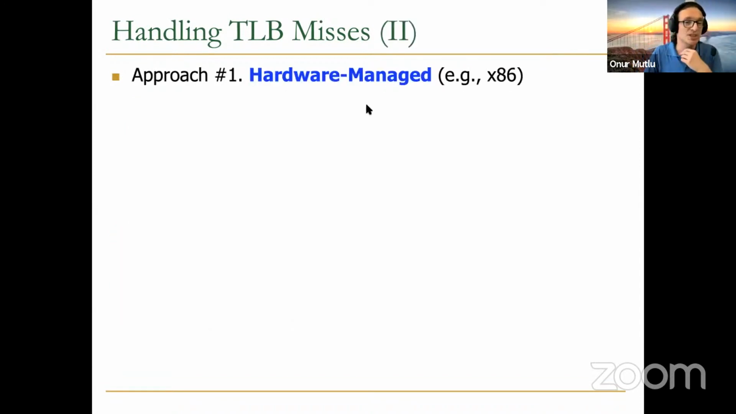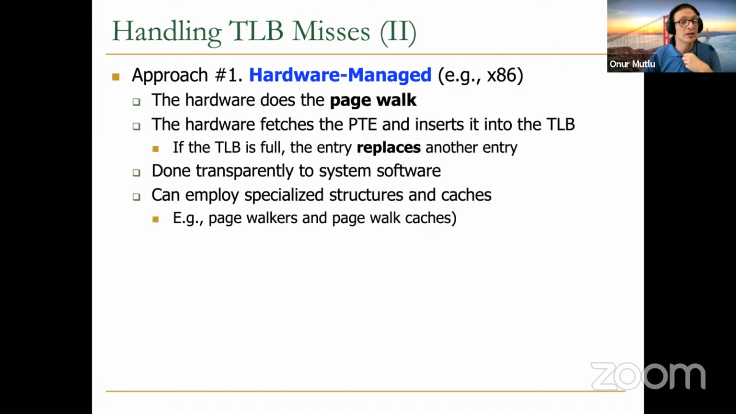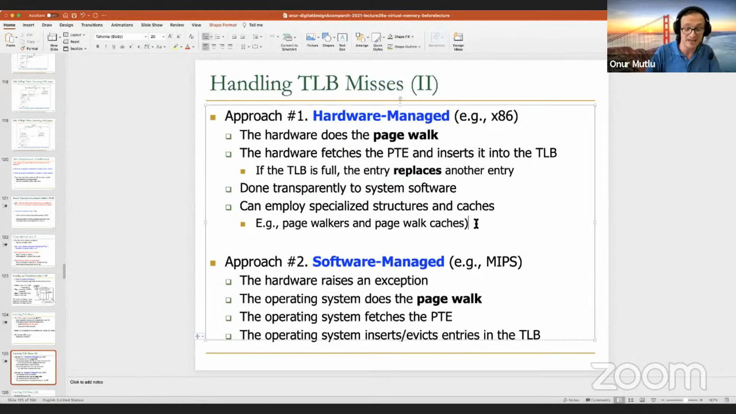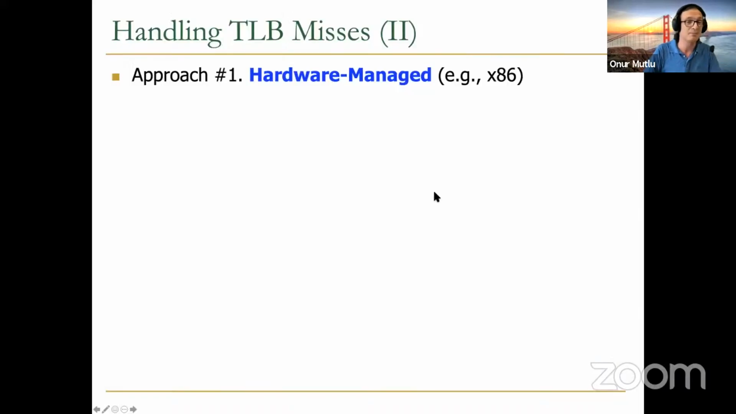So there are multiple approaches. It's hardware managed in most systems today, x86, ARM, etc., for example. And hardware does the page fault. Essentially, it walks through all of the page table accesses, and it fetches the PTE in the end and inserts it into the TLB. If the TLB is full, the entry replaces another entry. It's basically you do the replacement. And it's done transparently to the system software. This way, you can employ specialized structures and caches, for example, page walkers and page walk caches that we will see in an example soon.